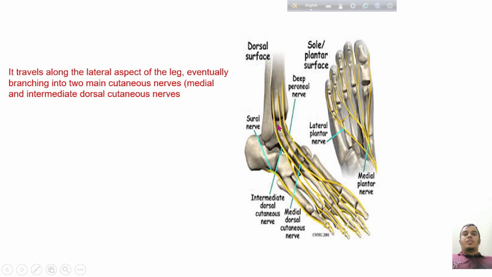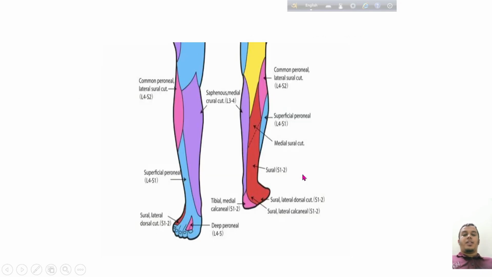Other nerves are the superficial peroneal nerve and deep peroneal nerve. The superficial peroneal nerve has two branches, which are called the medial and intermediate dorsal cutaneous nerves.